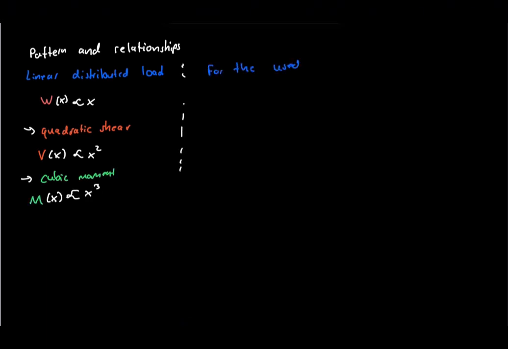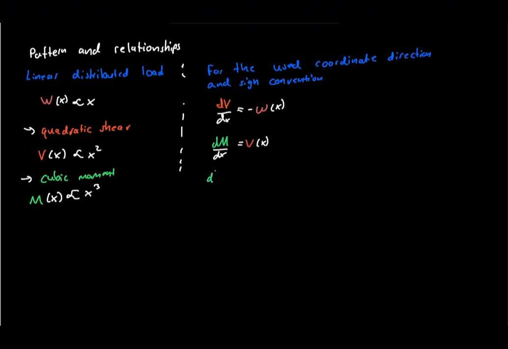With our coordinate direction and sign convention, the rate of change of shear equals the negative distributed load. The rate of change of bending moment equals the shear force. Therefore, the second derivative of bending moment equals the negative distributed load.